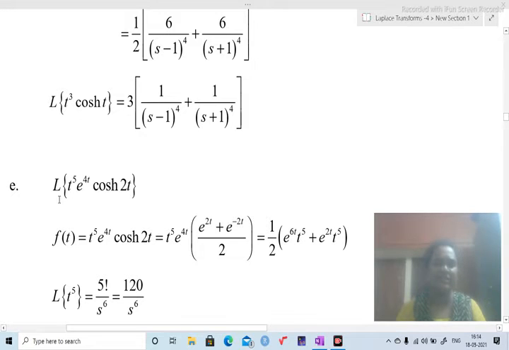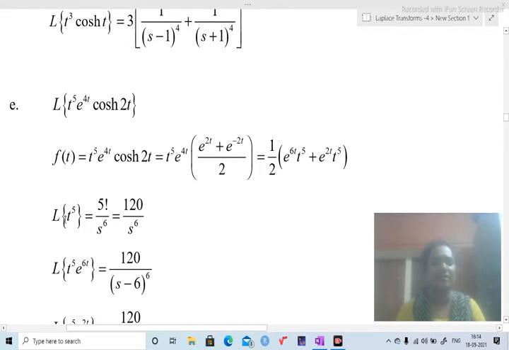Again, next question, Laplace transform of t power 5 e power 4t cosh 2t. Here f of t equals t power 5 e power 4t cosh 2t. Again substitute the value of cosh 2t. If 2t is there, the power will come as 2t only: e power 2t plus e power minus 2t by 2. Simplify using the formula: bases equal, add powers, then we get this step.